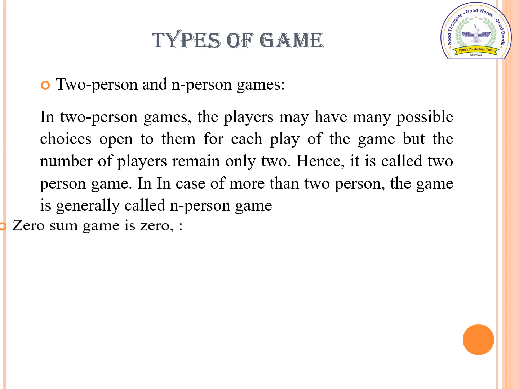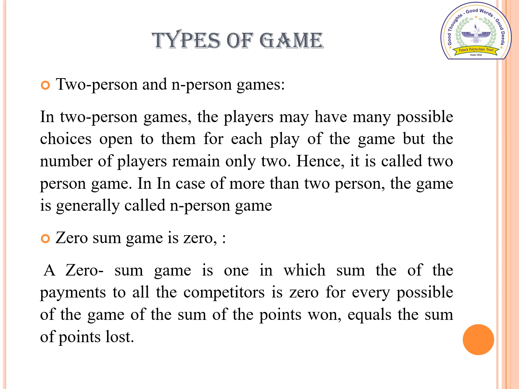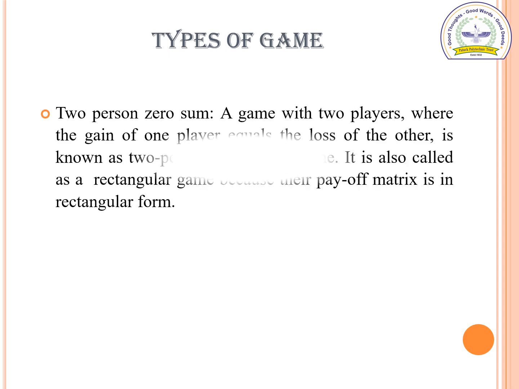Number two, zero-sum game. A zero-sum game is one in which the sum of the payments to all the competitors is zero for every possible play of the game. The sum of the points won equals the sum of the points lost. Number three, two-person zero-sum game. A two-person zero-sum game means a game with two players where the gain of one player equals the loss of the other. It is also called a rectangular game because its payoff matrix is in rectangular form.